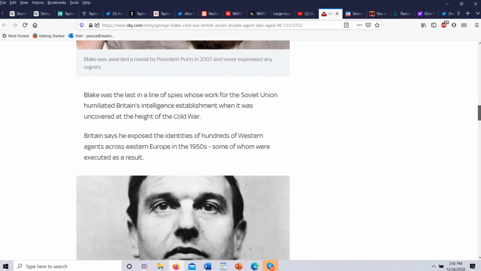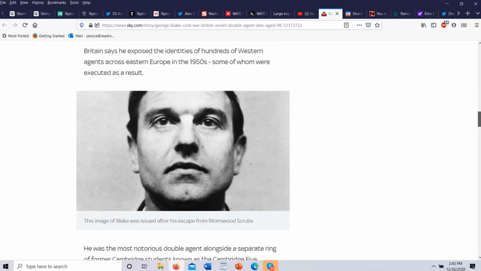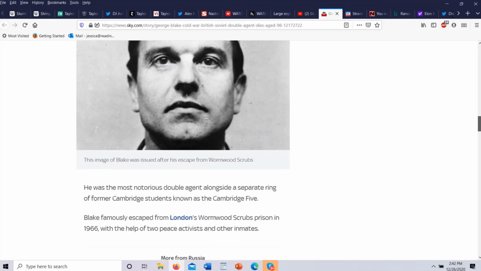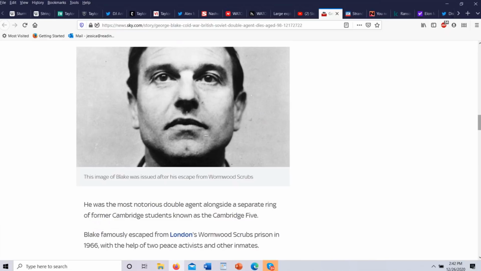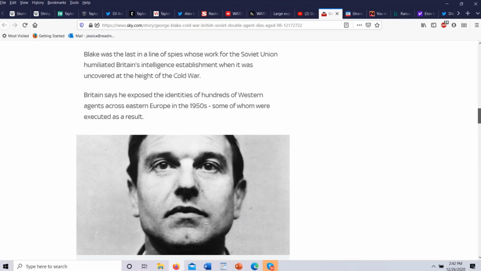No, I know about this, but I'm just saying that nothing of this happened just because of some sort of coincidence. He famously escaped from London's Wormwood Scrubs prison in 1966 with the help of two peace activists and other inmates. So he escaped.